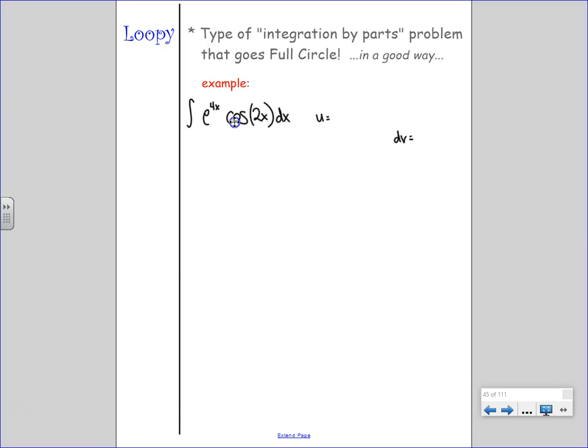Alright, so who are we going to choose? I don't know, you can choose the one that you like the best. Which one do you want to integrate more? E to the or cosine to the? Okay, so let's throw the e to the. And it's the last one in LIATE anyway. e to the 4x is our dv, cosine of 2x is our u. v is equal to 1/4 e to the 4x, right? du is equal to negative 2 sine of 2x.